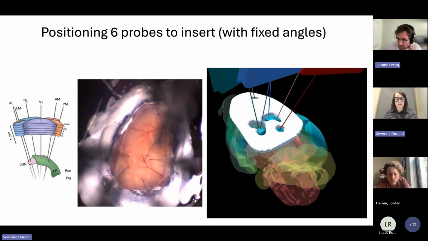Severin, you have a question in the chat from Sarah? Sorry, I don't see anything. So yeah, let me know. What is the purpose of the shield instead of doing multiple craniotomies?